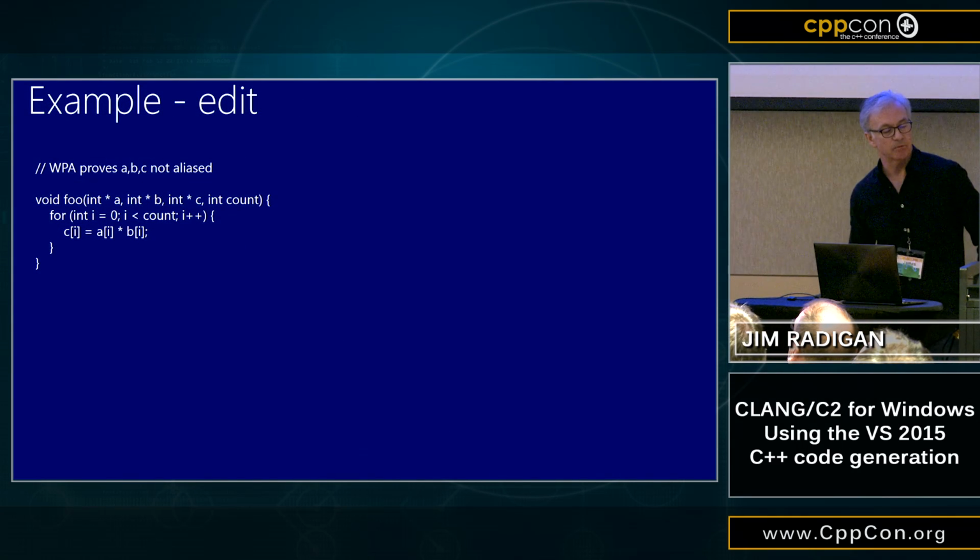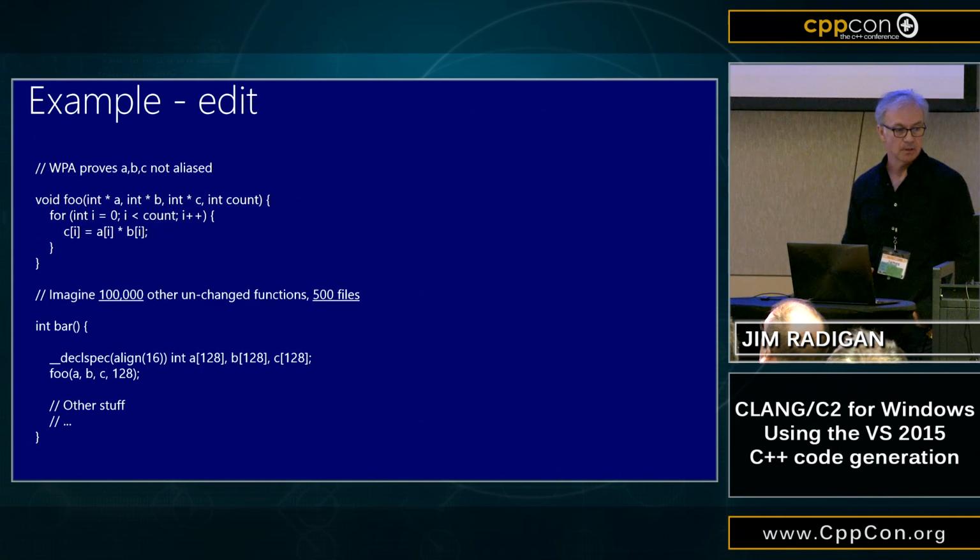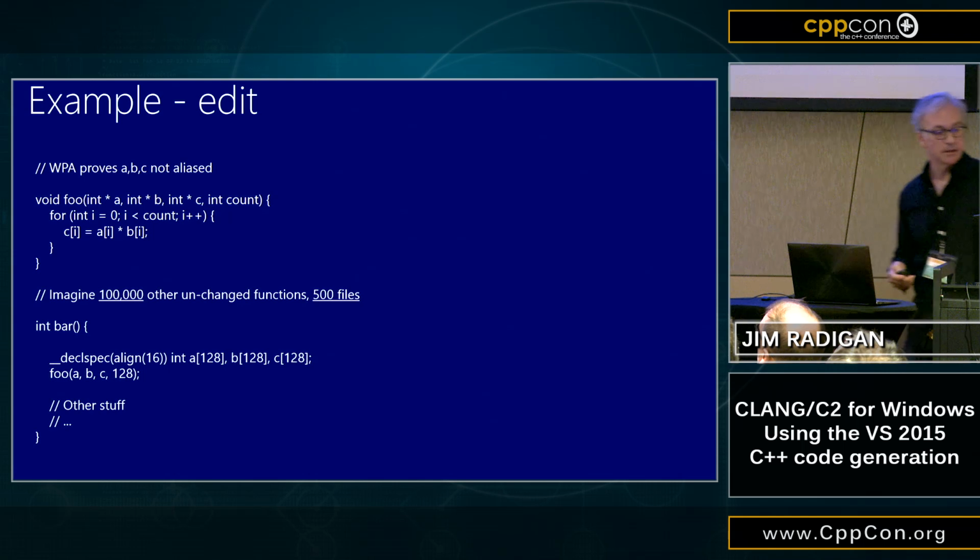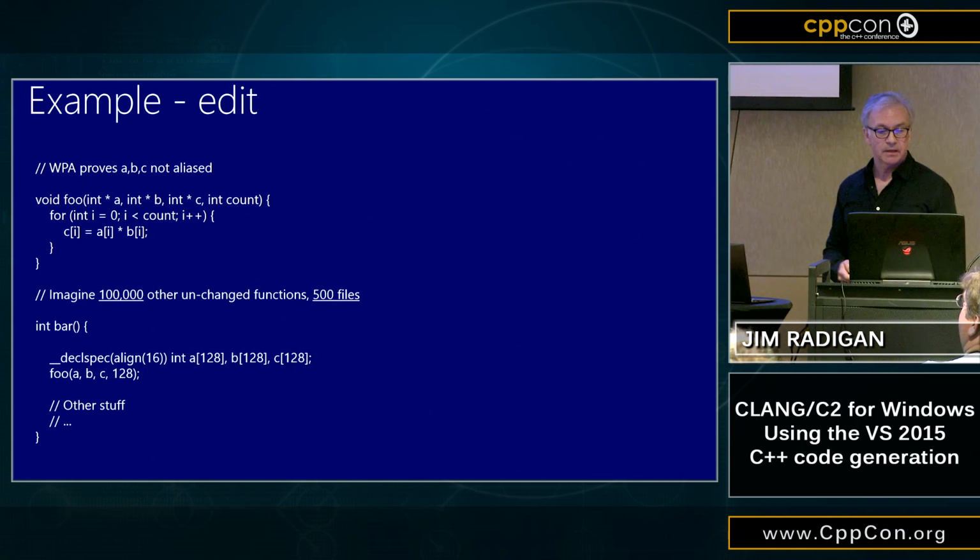So here's an example of what I was talking about. If you look at the slide, on the left, whole program analysis can prove that A, B, and C are not aliased. And then imagine about 100,000 other unchanged functions across 500 files. It's an enormous program, right? Which is not atypical of what we see.